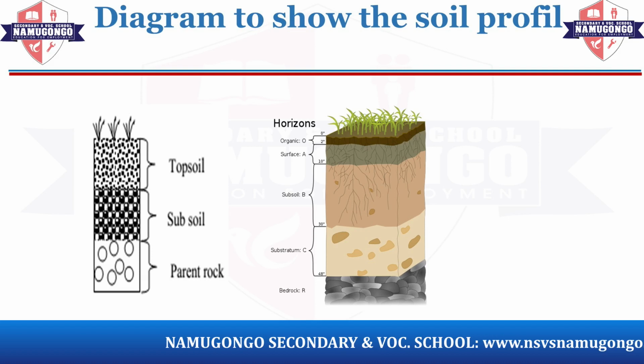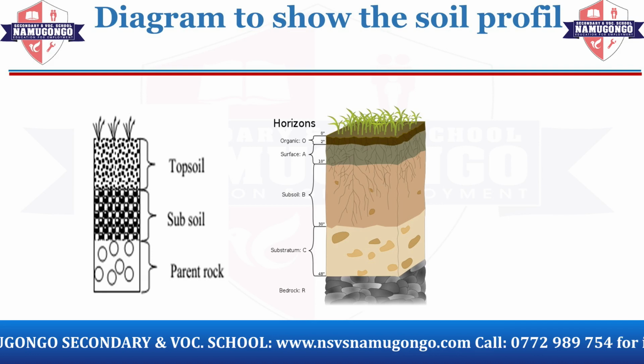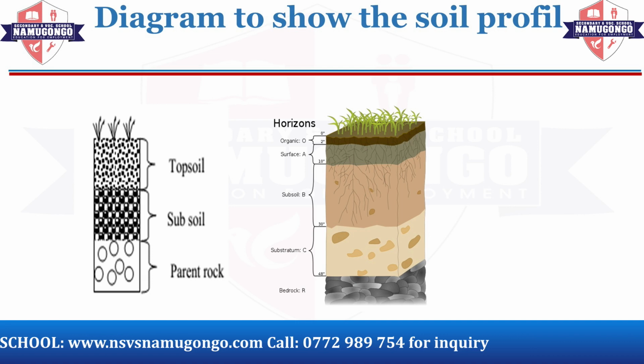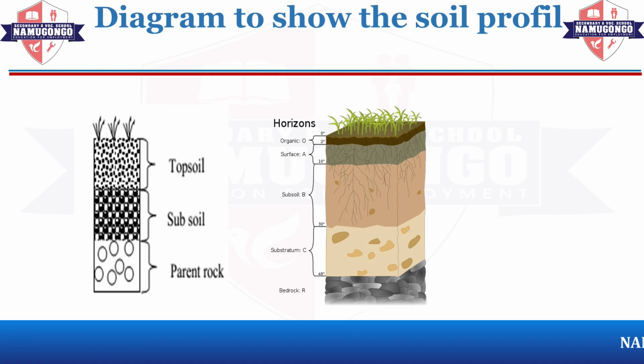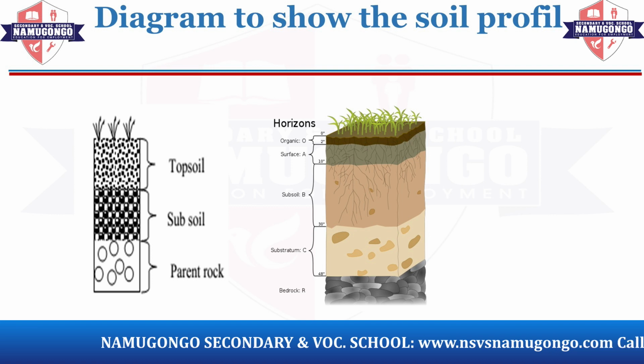You can see the topmost layer, where we grow our crops. If you do some simple agriculture at home, you can see the top layer where the plant obtains nutrients, and some organic matter, which is mostly found on the surface of the soil. Then you can see the subsurface A, and the debris there. If you are very observant, you can see that the top layer is a little bit darker brown.